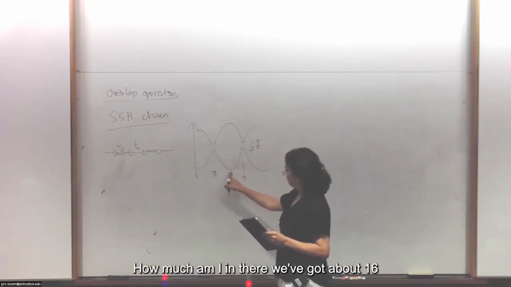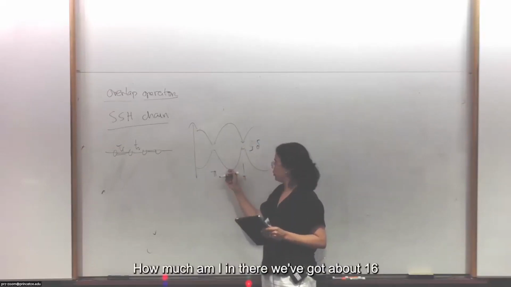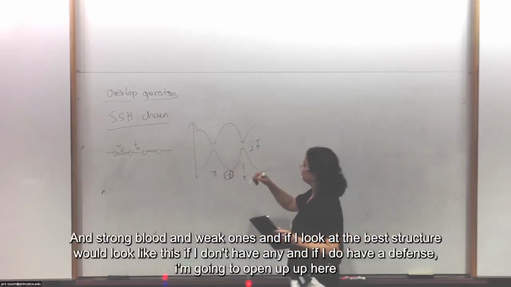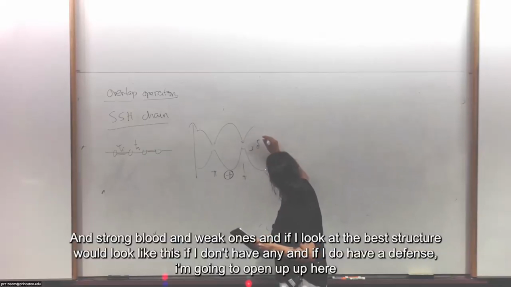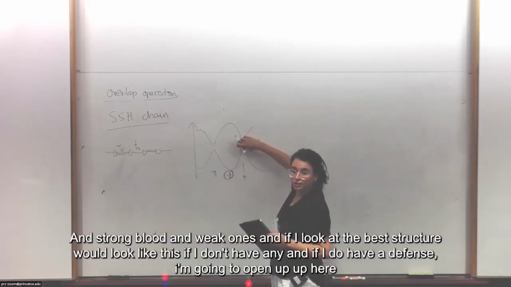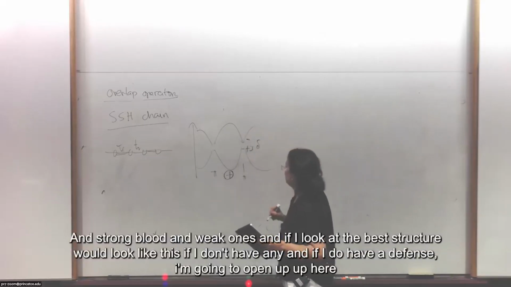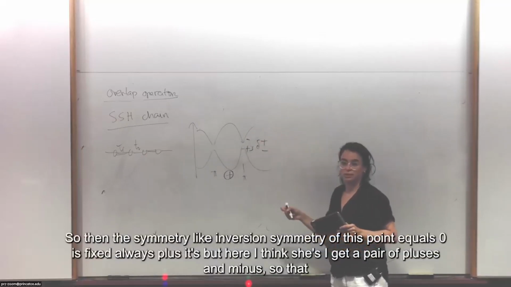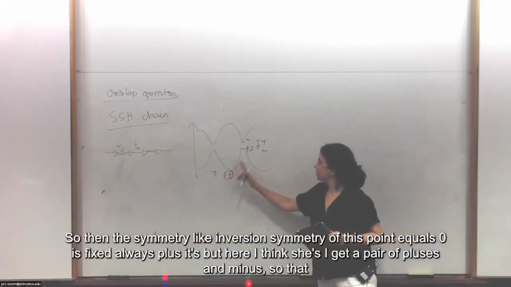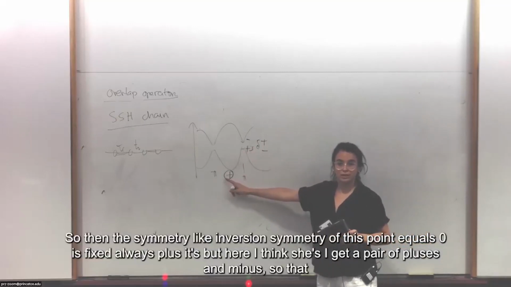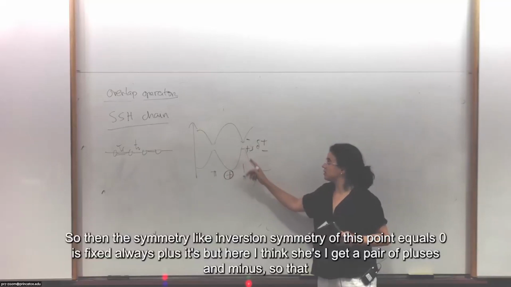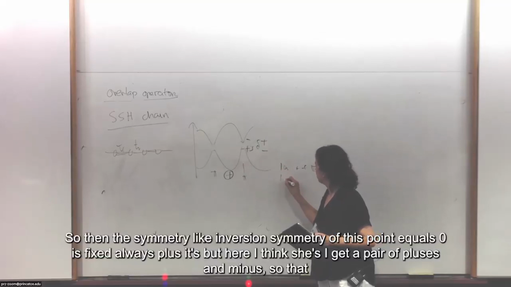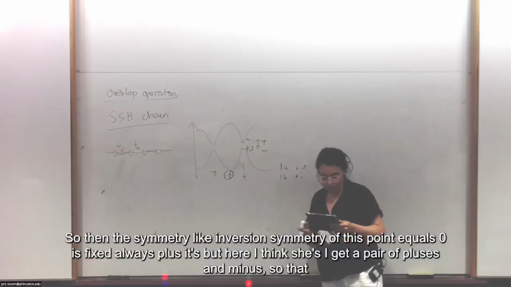So the inversion symmetry of this point equals 0 is fixed, it's always plus. And if I choose S orbitals, here I can choose a pair of pluses and minuses, so that I can put the plus down and the minus up, or vice versa, the minus down and the plus up. So those two configurations, we find out immediately that these two pluses look like 1A, and this plus minus looks like 1B.